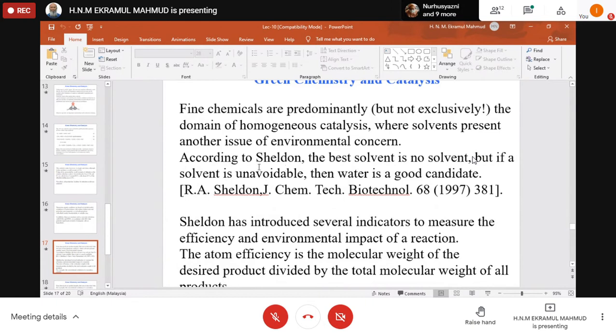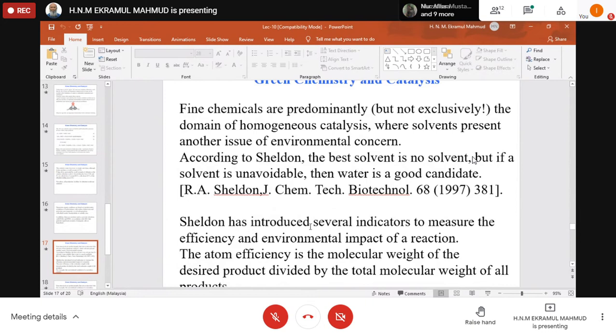So anyway, according to Sheldon, one scientist, the best solvent is no solvent. That means if we do not use any solvent, that's good. But if a solvent is unavoidable, that means if we have to use a solvent, then water is a good choice. So universal solvent. But again, water cannot be used all the time. We need, suppose, organic things to proceed. So we need organic solvents: methanol, ethanol, propanol, and many other organic compounds as solvent.